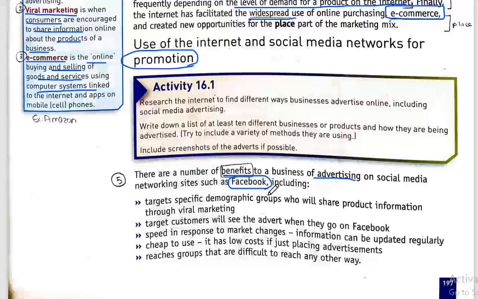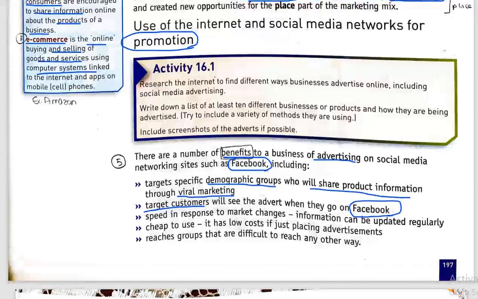I'm advertising my products. So what are the benefits? Target specific demographic groups who will share product information through viral marketing. So when I put, let's say, advertisements on Facebook, I will be able to allow these specific groups to do the viral marketing, which is sharing information online about the product. Number two, target customers will see the advert when they go on Facebook. I will specifically target the people who go through Facebook and actually see the advertisements.